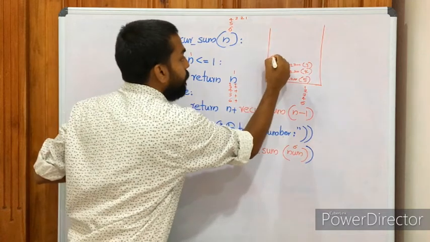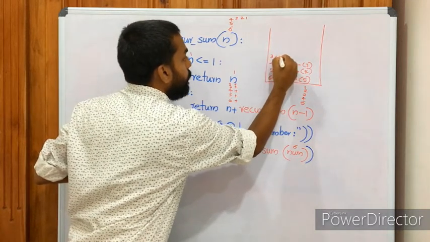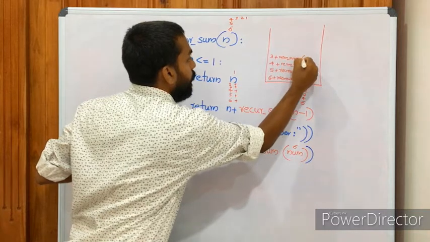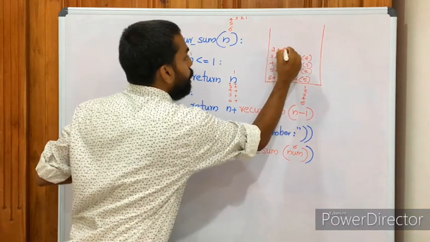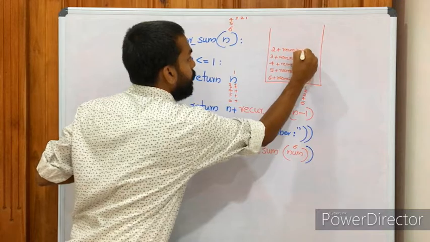Okay, so next is 3 plus recursion of 2, then 2 plus recursion of 1.